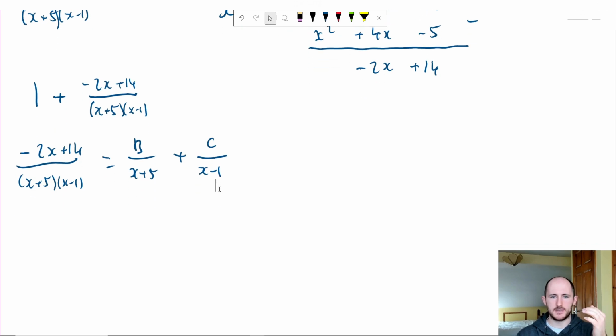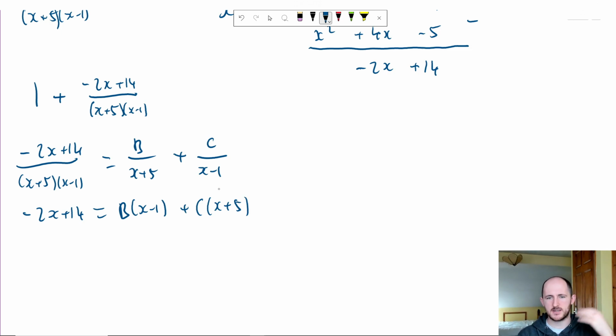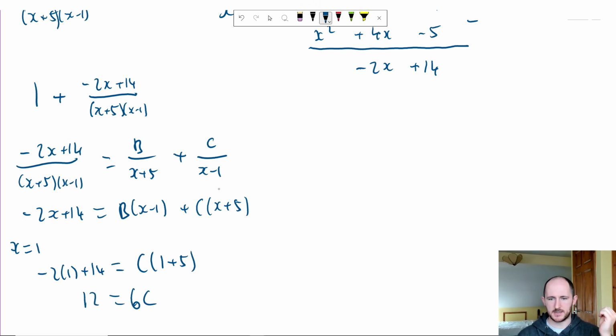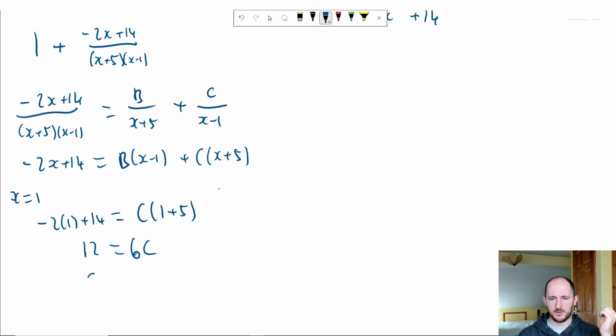And then again, we can do the exact same thing we've done a billion times before, now equals b times x minus 1 plus c times x plus 5. And look how this is a really nice partial fractions. I can sub in 1 and eliminate something. So we have minus 2 times 1 plus 14 equals c times 1 plus 5. So minus 2 plus 14 is 12 equals 6c, which means c is just equal to 2.